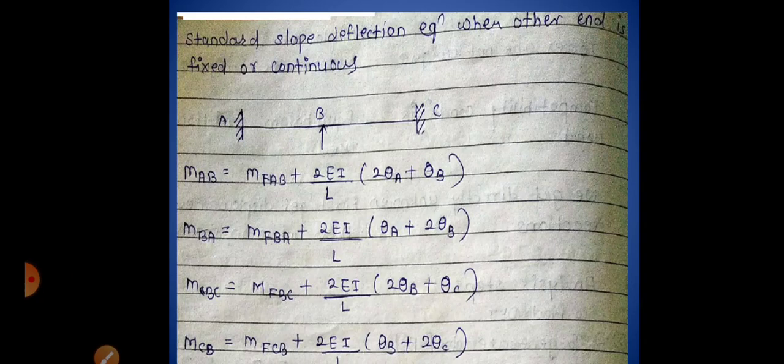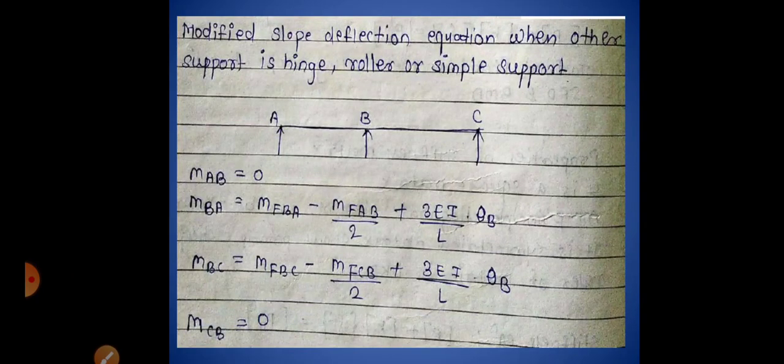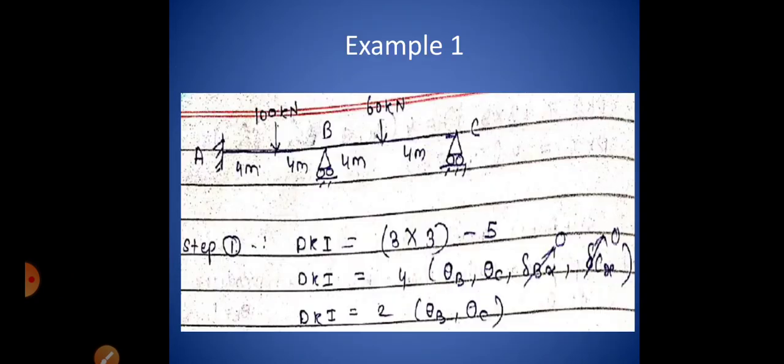Okay, so these are the standard slope deflection equations that we have already discussed during our last lecture, but I have given them here for your ready reference. This is the standard slope deflection equation with other end fixed or continuous, and this is the second set, that is the modified slope deflection equation when the other support is hinge, roller or simple support. So we will go one by one.